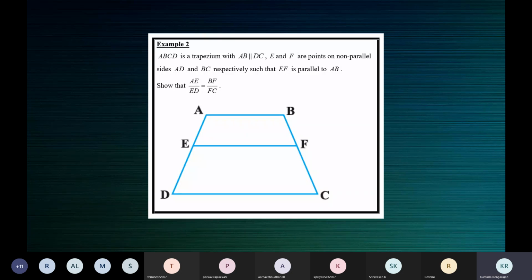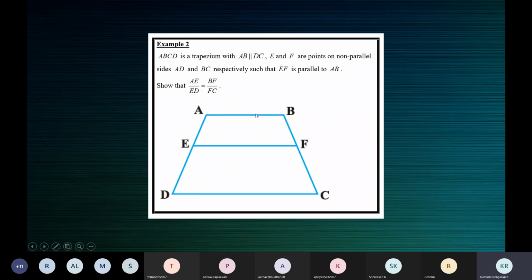Further, it's given that EF is parallel to AB. So AB is parallel to DC, correct? Yes. And EF is parallel to AB, correct? AB is parallel to DC. EF is parallel to AB. So from this, all the three lines are parallel to each other. It's given to us: two sets of parallel lines. So from that we conclude that all the three lines are parallel to one another.